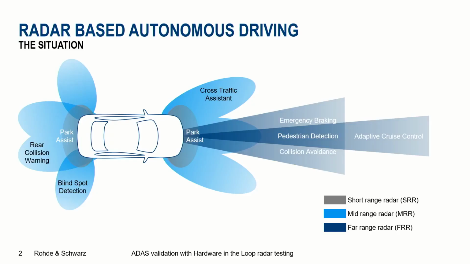For that, we first of all have to have a look at what the current situation in radar-based autonomous driving is. And the current situation basically looks like that. There are more and more safety-relevant autonomous driving features implemented in each car, and most of those features rely on radar sensors. So for example, we have cross-traffic assistance, autonomous emergency braking systems, and also rear collision warning systems.